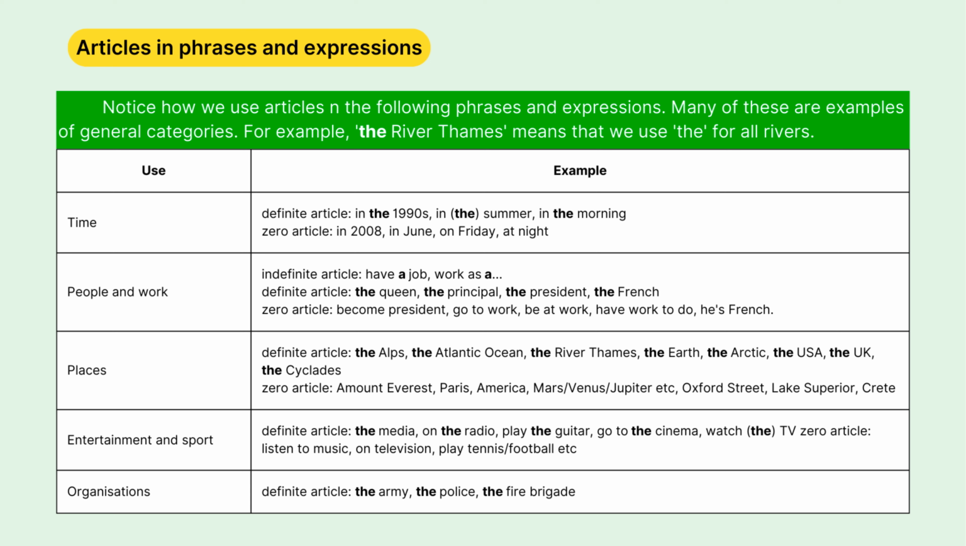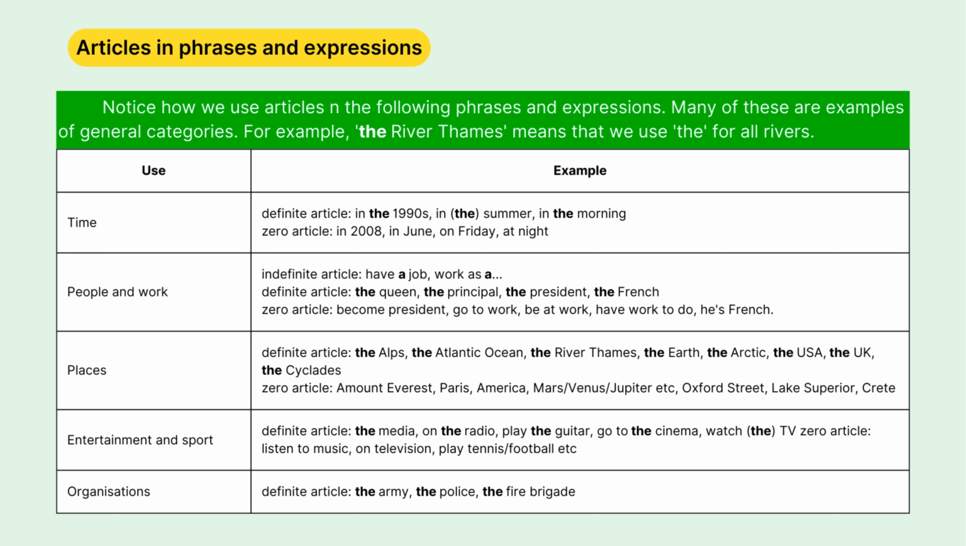People and work. Example: indefinite article: have a job. Definite article: the Queen, the principal, the President, the French. Zero article: become President, go to work, be at work, have work to do, he's French.